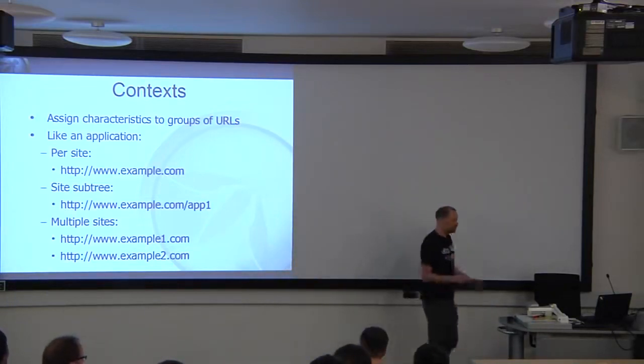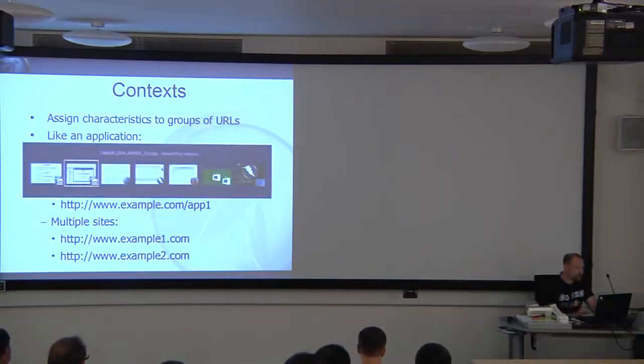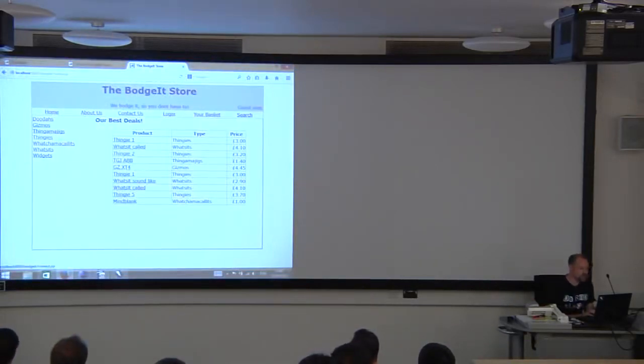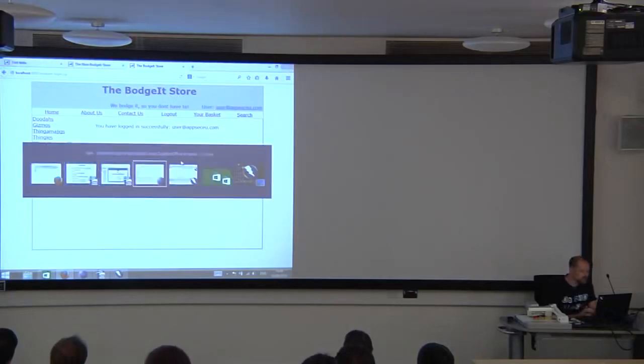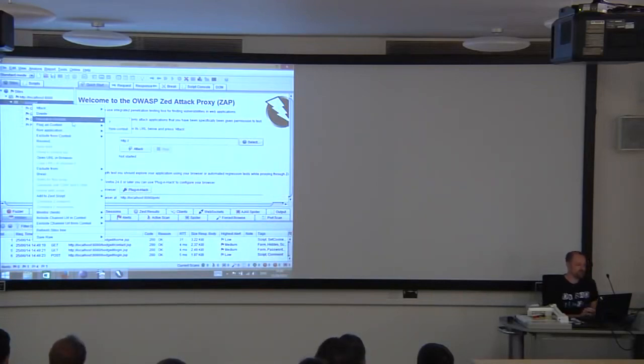And this all sounds a bit airy-fairy, so what I want to do is some demos. I've got the Budget Store, which is my go-to application for doing demos. I'll just look at a couple of things, and I'm then going to log in as a user. Now, if I go to ZAP, you will see here's our application. In this particular case, it is a part of the subtree. So I'm going to right-click, and we have this include in context option.